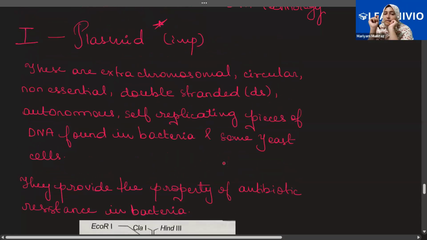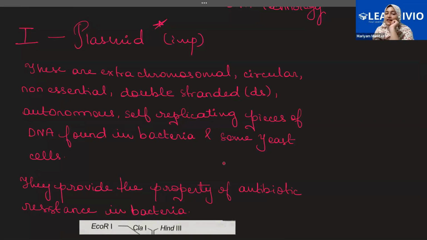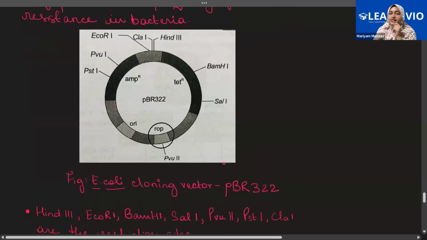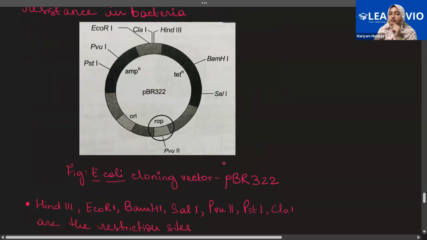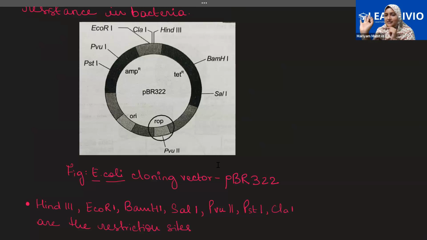All right. Now, these plasmids are those structures in the bacteria that help them have that antibiotic resistance property, the property that we have been discussing for a while. So that property is provided by plasmid in the case of bacteria. Now see, this is the most famous picture of a plasmid. It is the plasmid of E. coli. And remember that a plasmid is a cloning vector. If I say plasmid, if I say cloning vector, it's the same thing, right? You people understand this much or not?